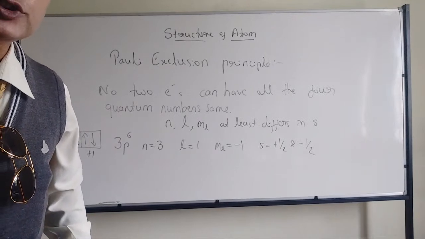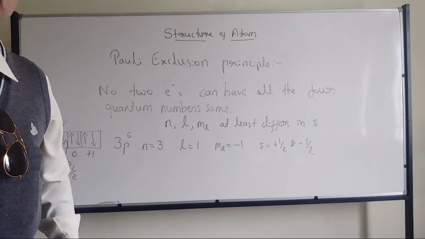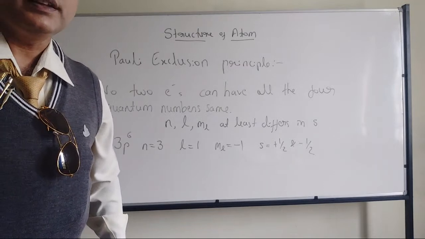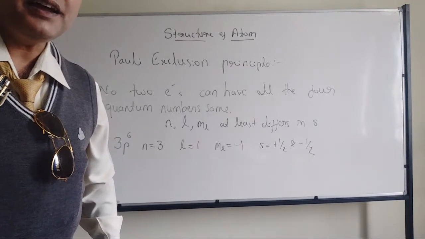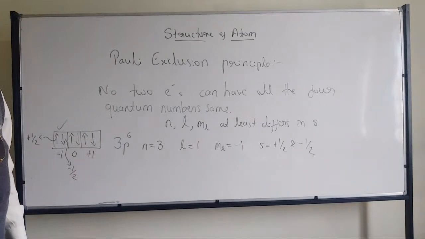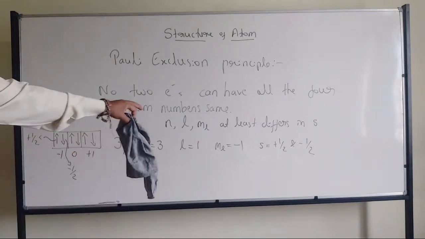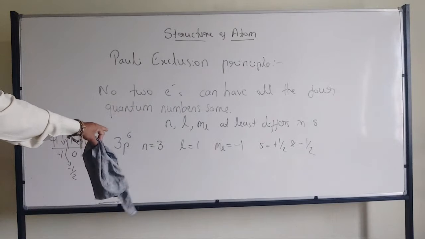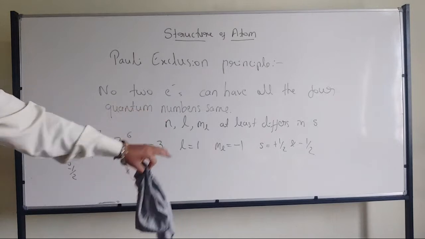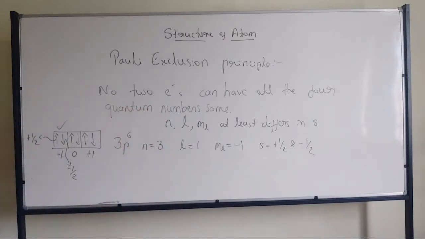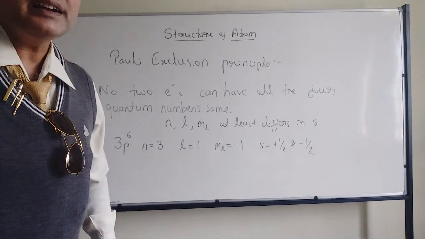Any doubts? Shubhangi, it cannot be different. It will be the same. Rohan, Harshita. Okay, so all of you had written different value. It will be different only if n, L and ml are not the same. But yes, the spin quantum numbers will be different.